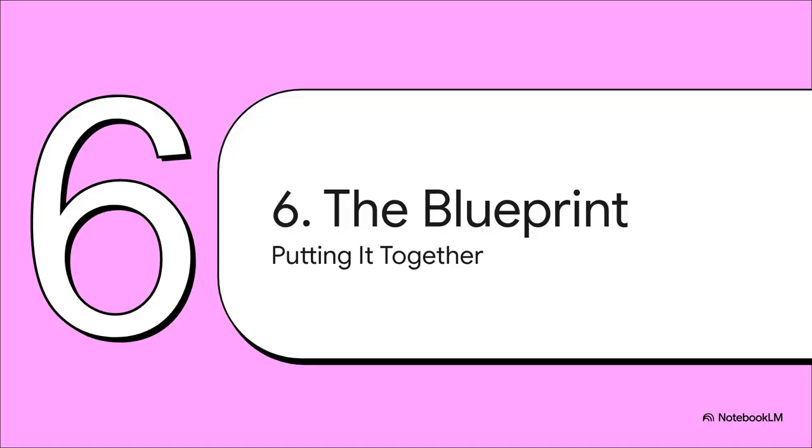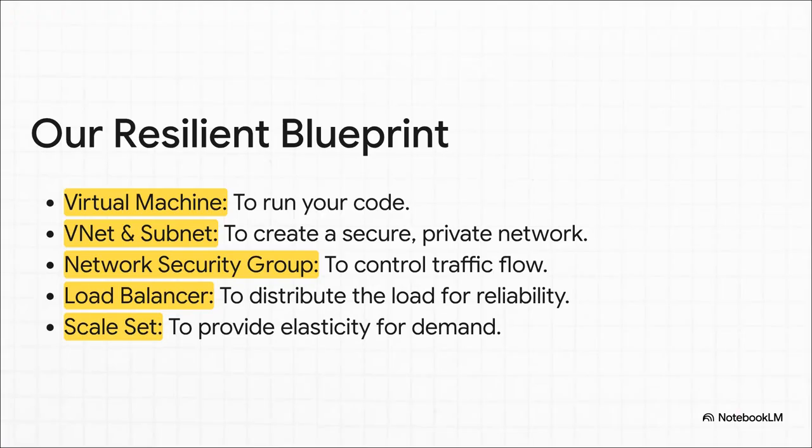And just like that, by layering these pieces together, we've gone from one single, fragile server to a really robust, self-healing, and super cost-efficient application architecture. So let's just recap the blueprint real quick. We started with a virtual machine to run our code. We locked it down inside a secure virtual network and subnet. We put a bouncer on the door with a network security group. We made sure it wouldn't fall over with a load balancer. And we gave it the ability to grow and shrink on its own with a virtual machine scale set. See? Each piece solves a very specific, critical problem.